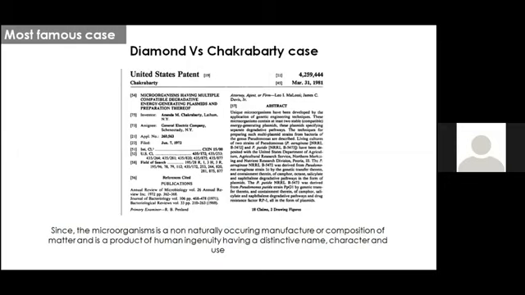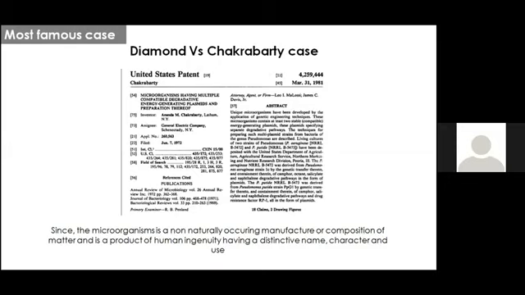According to the apex court verdict, the microorganism is a non-naturally occurring manufacture or composition of matter and is a product of human intelligence, having a distinctive name, character, and use. So, what the Apex Court has seen is that the microorganism which Chakravarti has made was not available in nature.